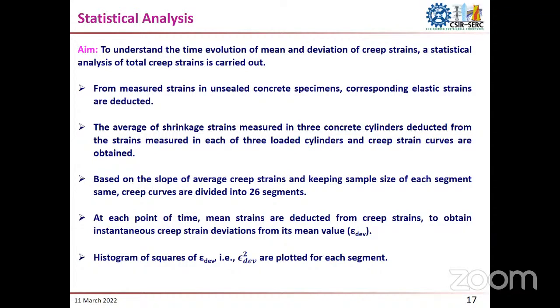In the same loading machine, we loaded 4 specimens, and all the specimens were tested in the same conditions. From the measured strains, we took out the shrinkage strains and elastic strains. Based on the slope of the average creep strains and keeping the sample size the same, the creep curves are divided into 26 segments. At each point of time the mean strain is deducted to get the creep strain deviations, and histograms of the squares of the creep strain deviations are plotted for each segment.